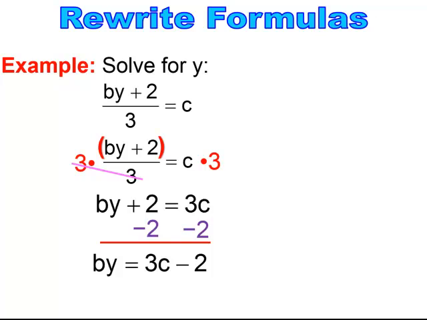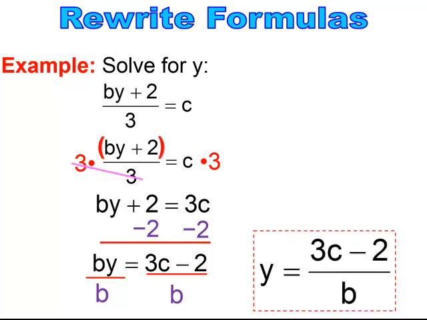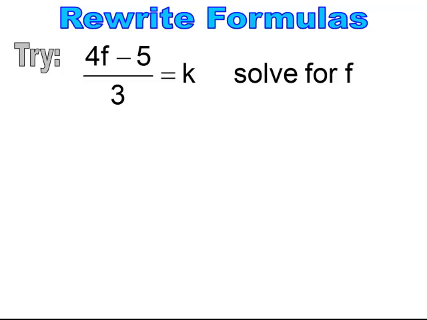And now I will remove the b. It's being multiplied to y, so the inverse operation would be division. So my new formula for y would equal 3c minus 2 all divided by b. Pause and try.